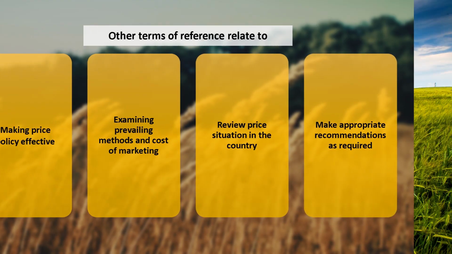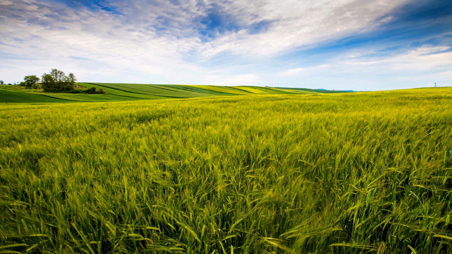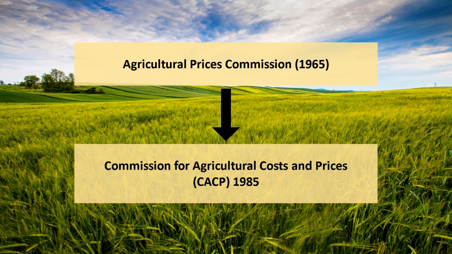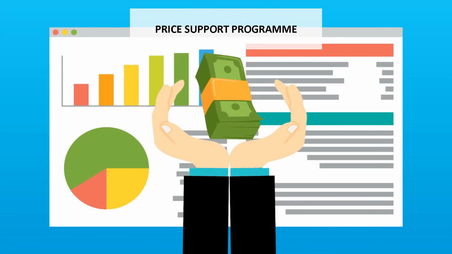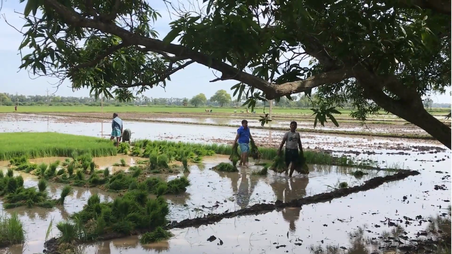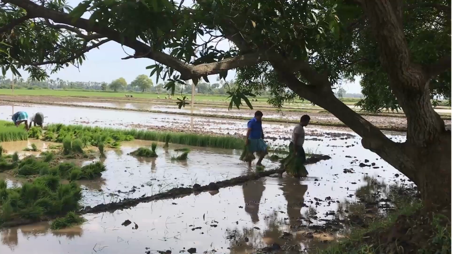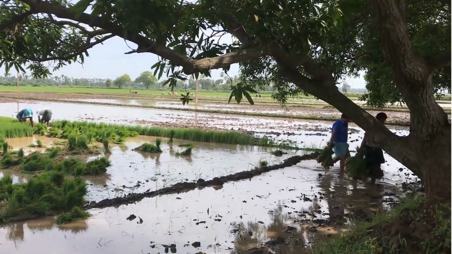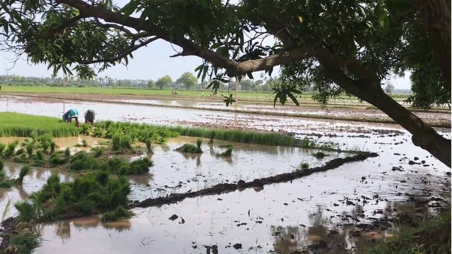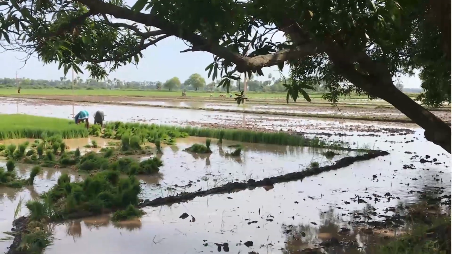This commission was renamed the Commission for Agricultural Costs and Prices in 1985. The country runs price support programs to help the agriculture sector, and the major objective is to provide price stabilization and income support to the farmers. So the objective of the price support program is to help the farmers as well as the large consumer base in the country. The contribution of the price support program is that it helps in enhancing crop production in the agriculture sector.